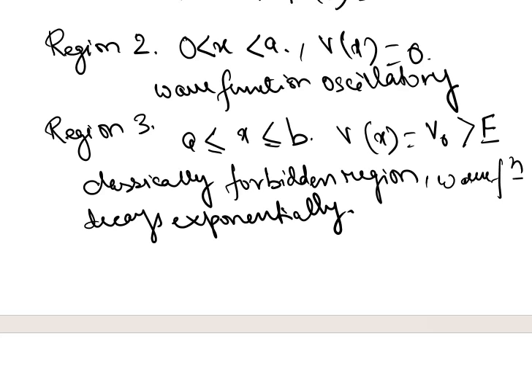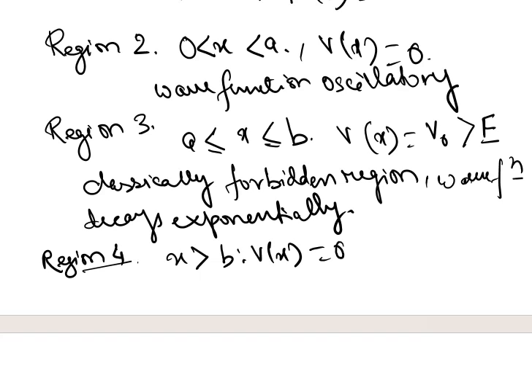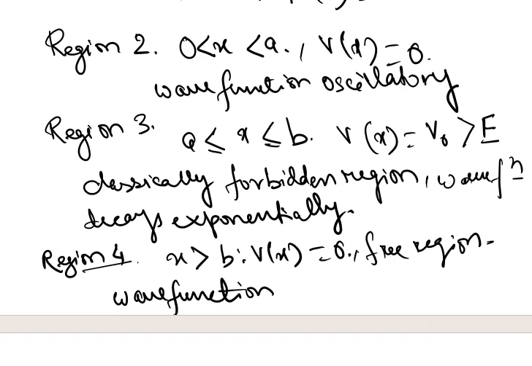Right, and for region 4, if x is greater than b, we again have V(x) equal to 0. So this implies a free region. Again the wave function is oscillatory. Free region, and the wave function is oscillatory.